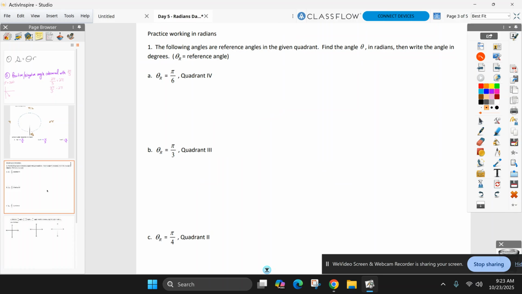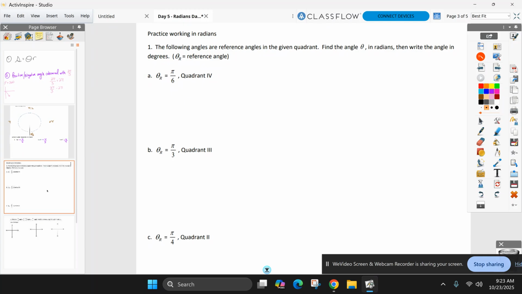Here's what I'm going to do today. I'm going to give you the quadrant we're in and the reference angle. What was the original angle? So you look at part A, what quad are we in? Quad 4. And the reference angle there is pi over 6. Can anybody not look back? Pi over 6. What is it? 30 degrees. Good.